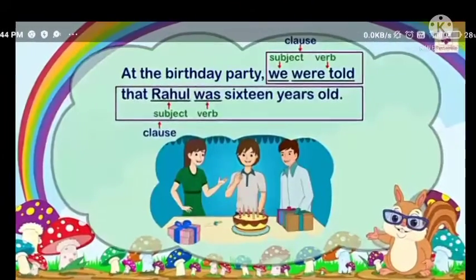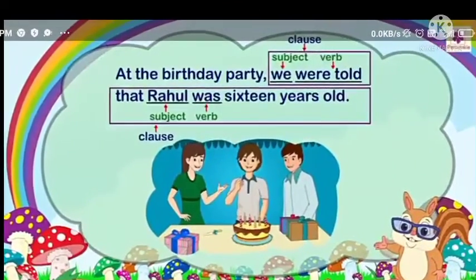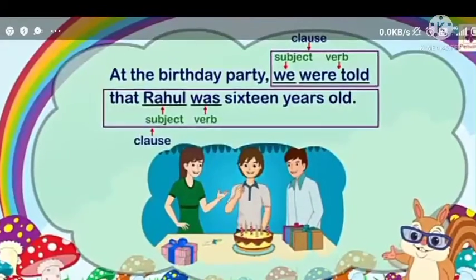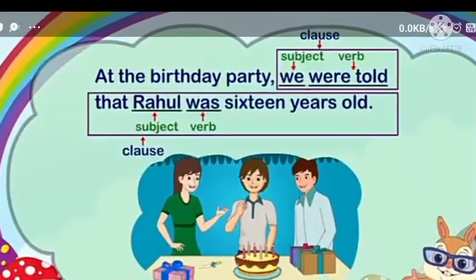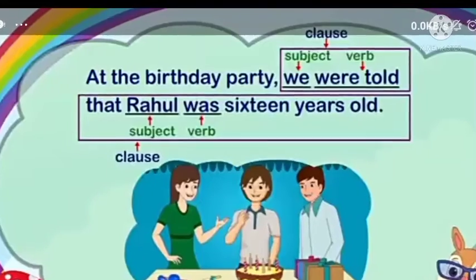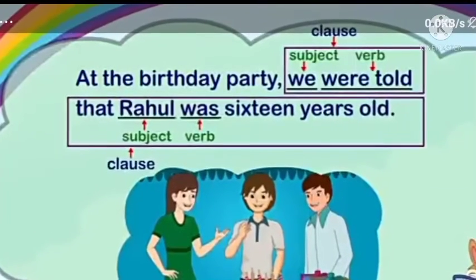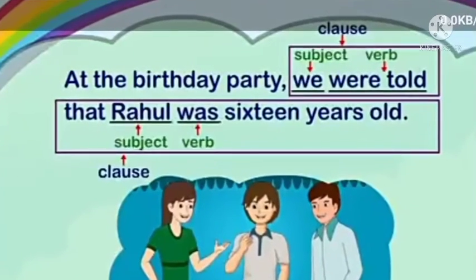So here, we is the subject and were told is the verb. So we were told is a clause. Now see that Rahul was 16 years old. Here Rahul is the subject, was is the verb. So this one is a clause.